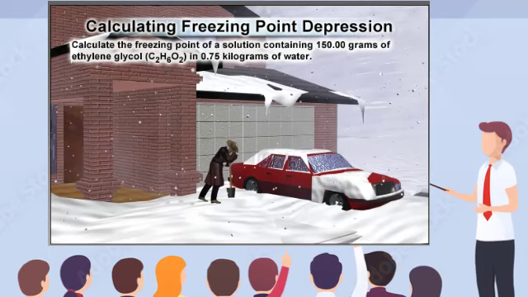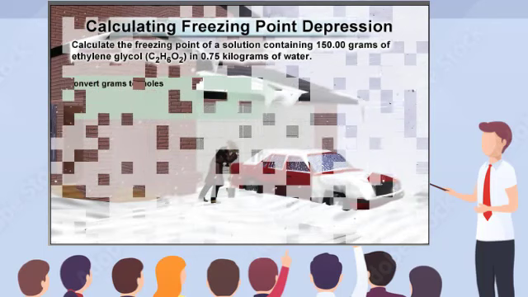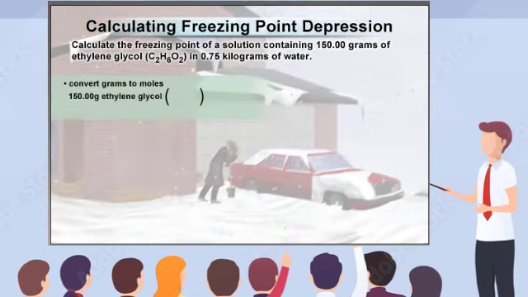Calculate the freezing point of the solution containing 150 grams of ethylene glycol in 0.75 kilograms of water. Remember that you must first convert the 150 grams of antifreeze to moles in order to determine the solution's molality. The molecular formula of ethylene glycol is C2H6O2. Therefore, its molar mass is 62.07 grams per mole.